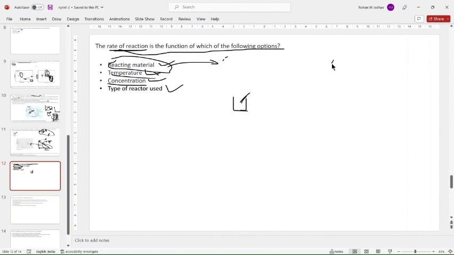Now you can see that there are concentration terms here and here. Which means that concentration is also a very important part in determining the rate of reaction. Then we come to the last one, this one. Now, the type of reactor.